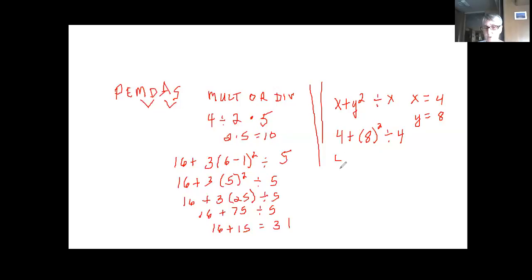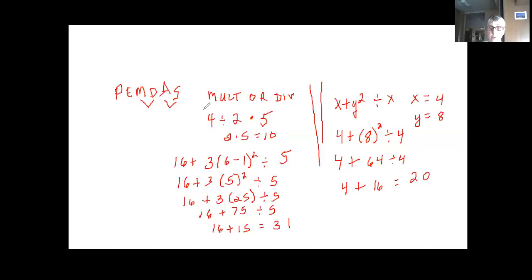So once again, I show every step. So 8 squared is 64 divided by 4. I do my division, so 4 plus 16, and I get 20 as a final answer.